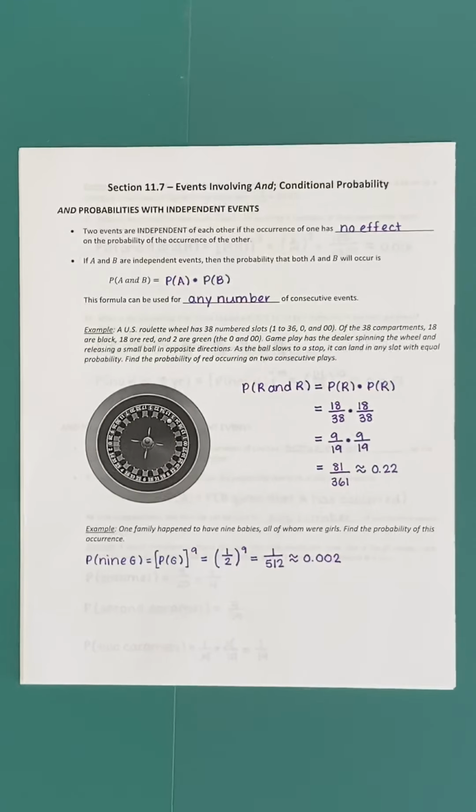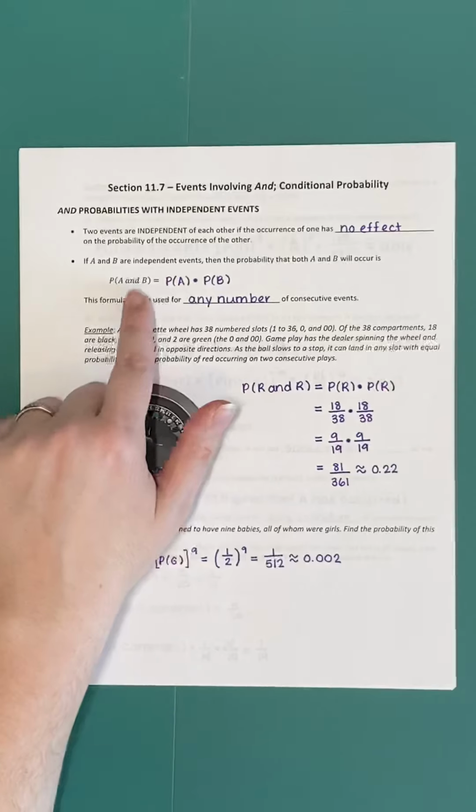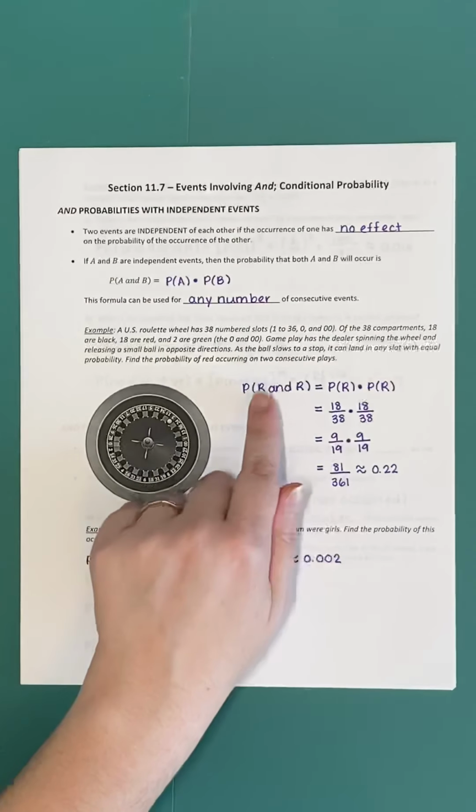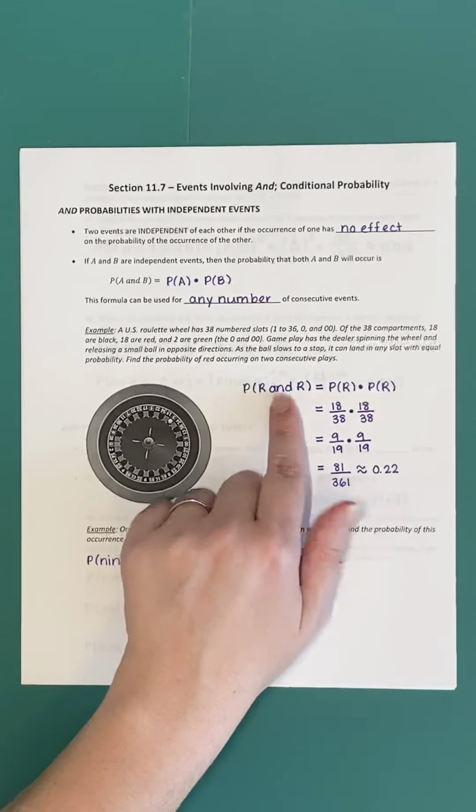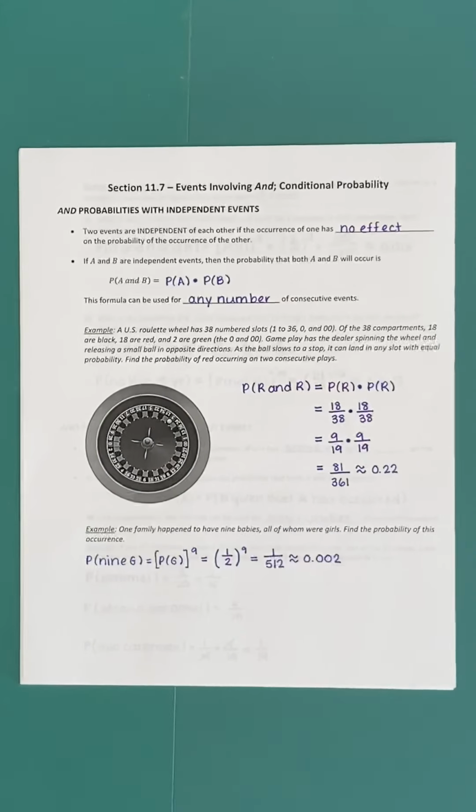We want to find the probability of red occurring on 2 consecutive plays. In other words, we want to find the probability of getting a red and then getting another red. That word "and" tells us that we're looking at this situation: it's red one time and then red a second time.